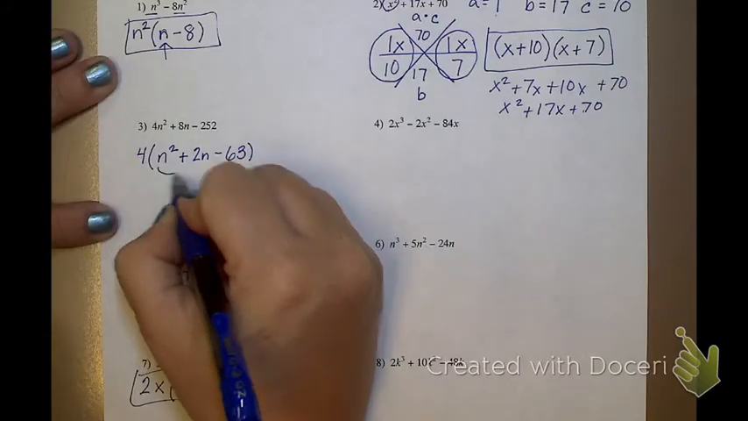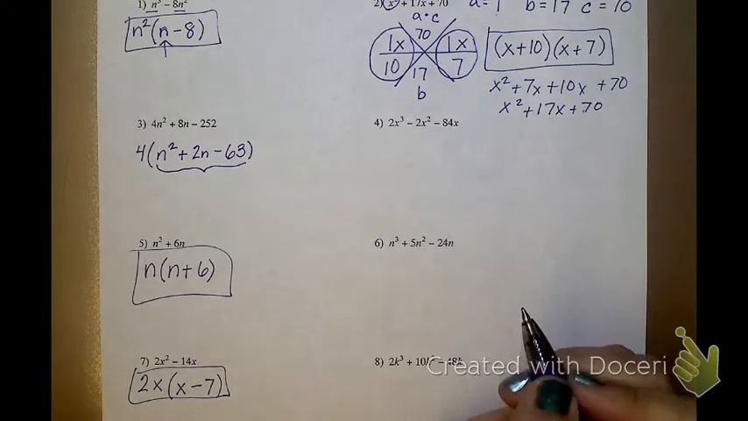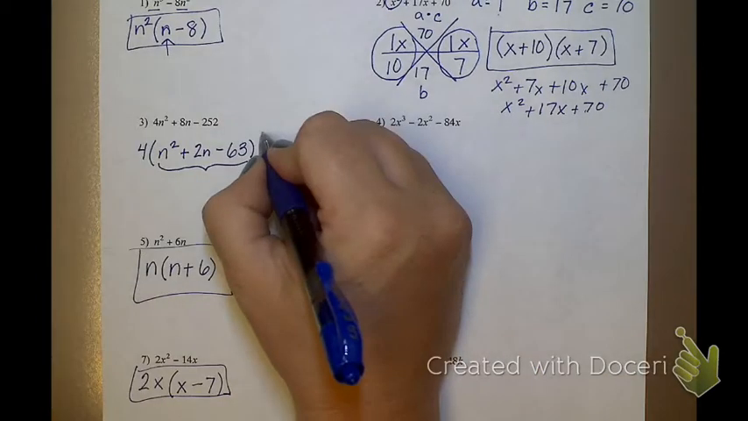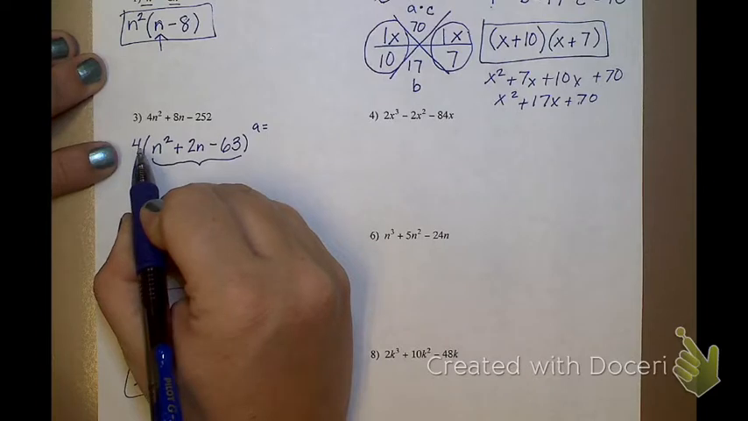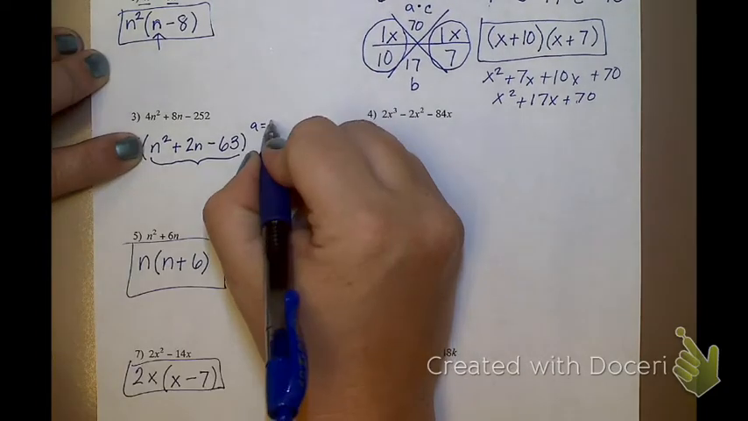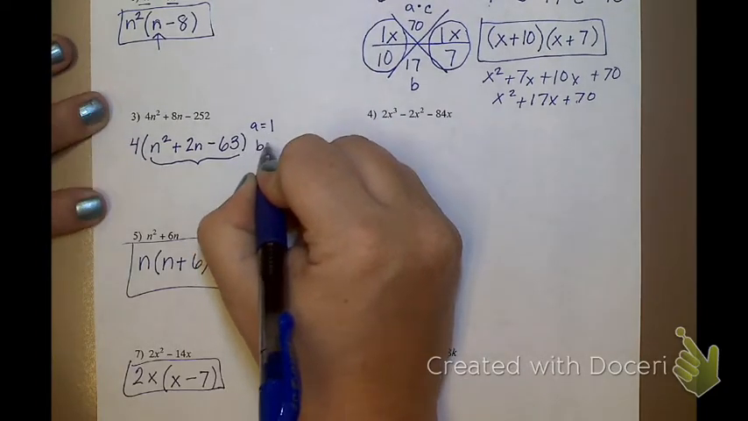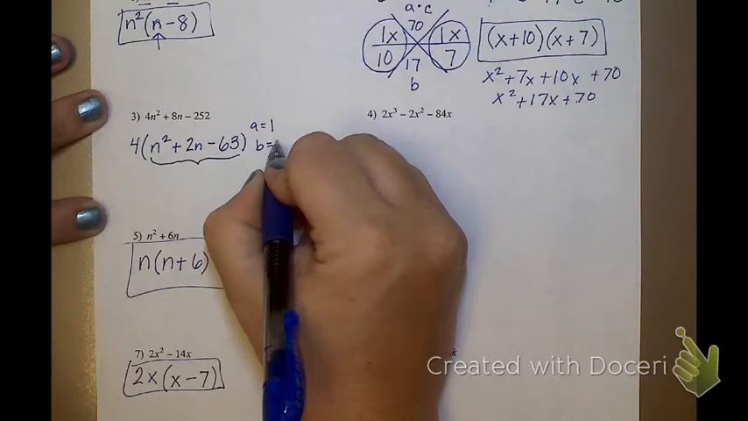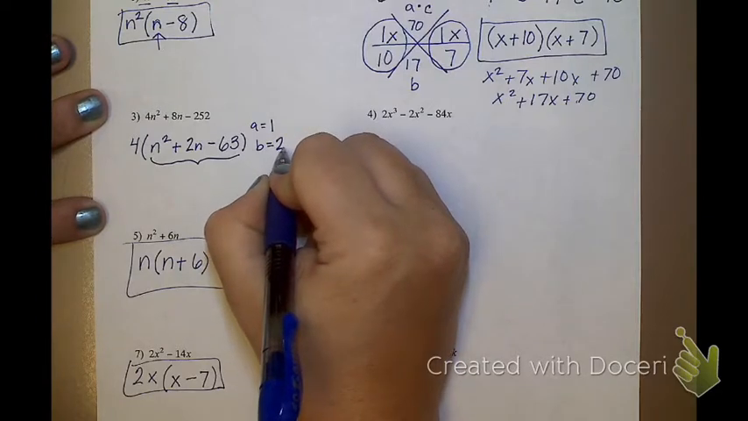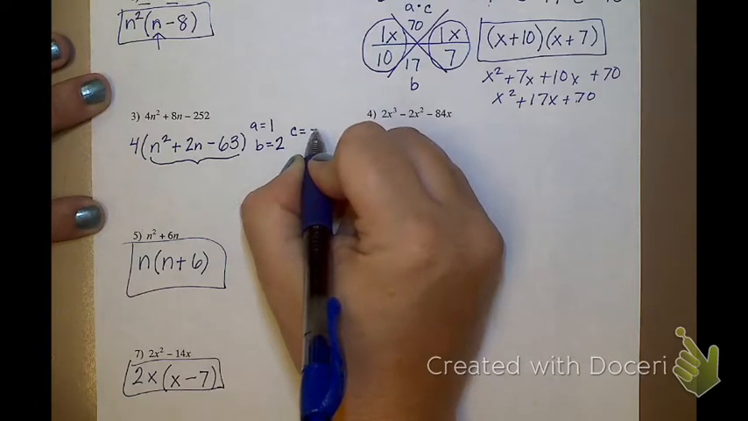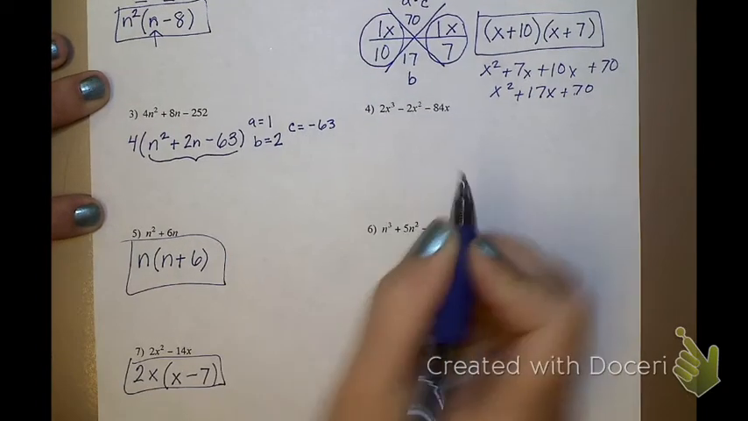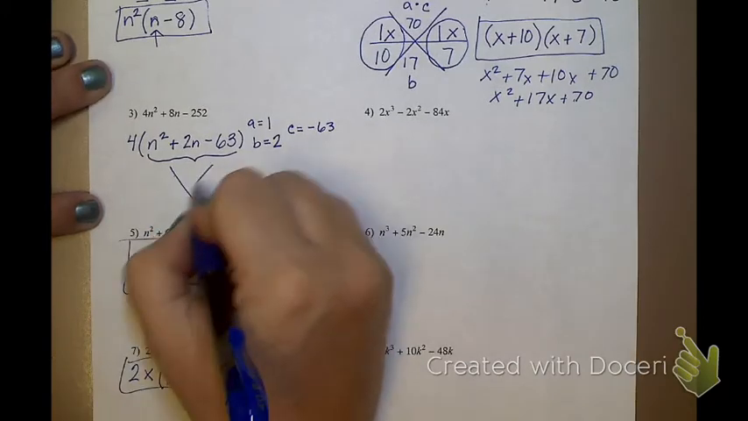Now I'm going to use my snowflake on that guy. What's my A value? Don't count the 4 because he's outside the parentheses. So my A value is 1. What's my B value? 63. Careful. 2. And my C value? Negative 63. So let's look at our snowflake.